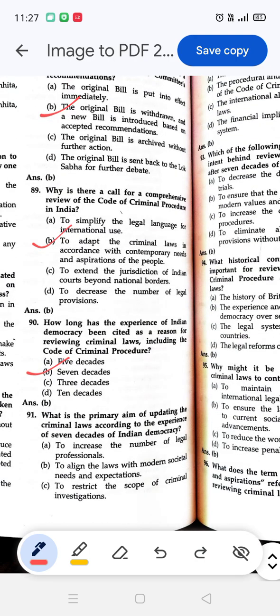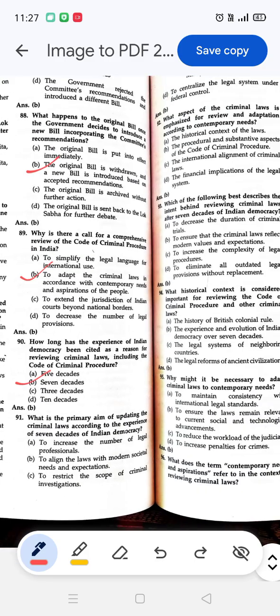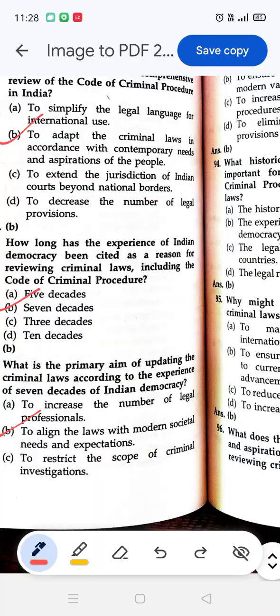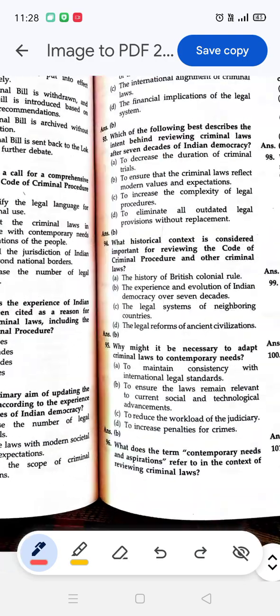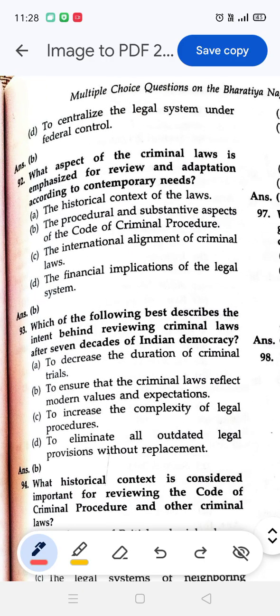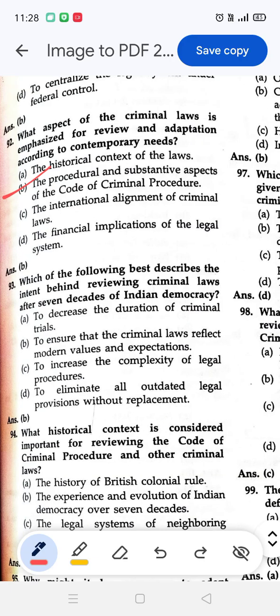Question number 91. What is the primary aim of updating the criminal laws according to the experience of 7 decades of Indian democracy? So option B is correct. To align the laws with modern societal needs and expectations. Question number 92. What aspect of the criminal laws is emphasized for review and adaptation according to contemporary needs? So option B is correct. The procedural and substantive aspects of the Code of Criminal Procedure.